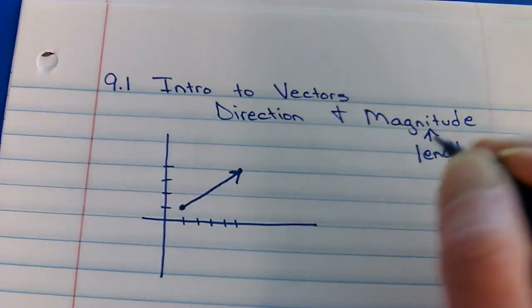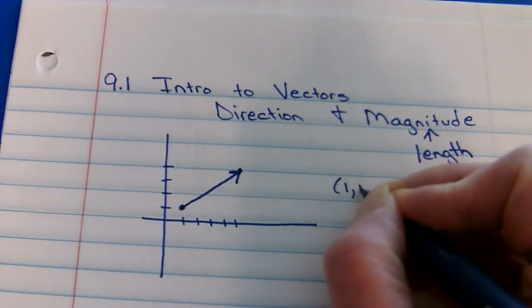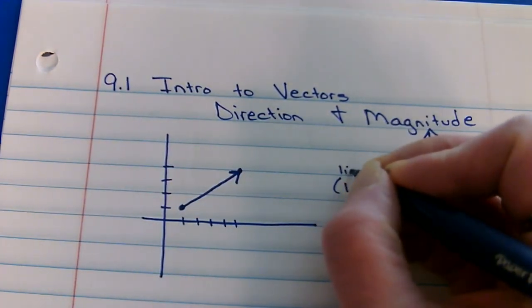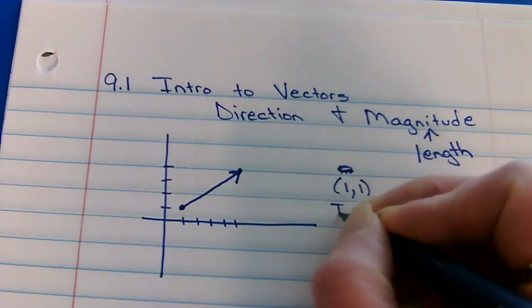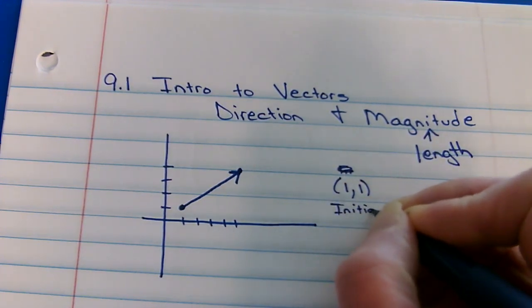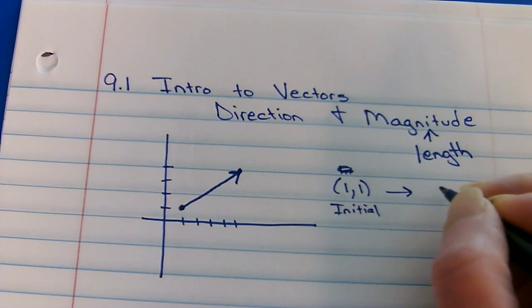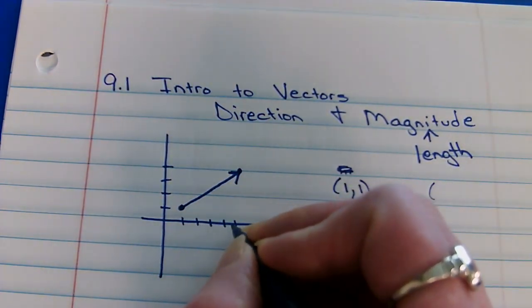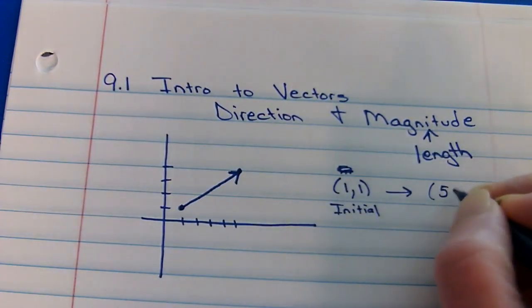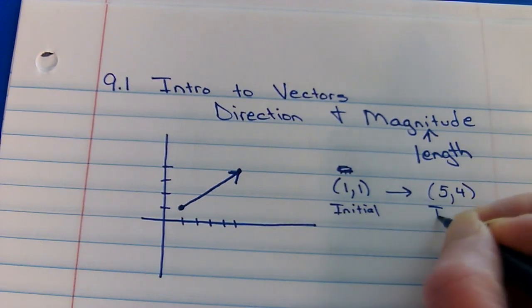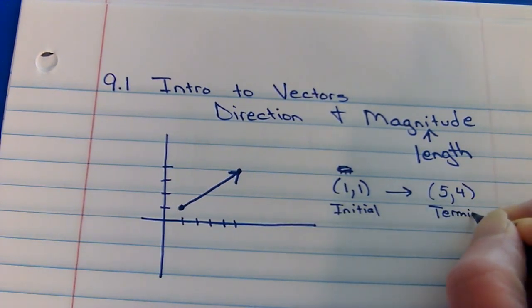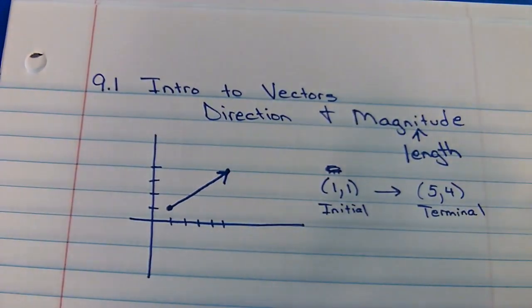So this one is going from the point (1, 1), which is called the initial point, to the point (5, 4). That is what is called the terminal point. That's where it stops. It terminates at the terminal point.